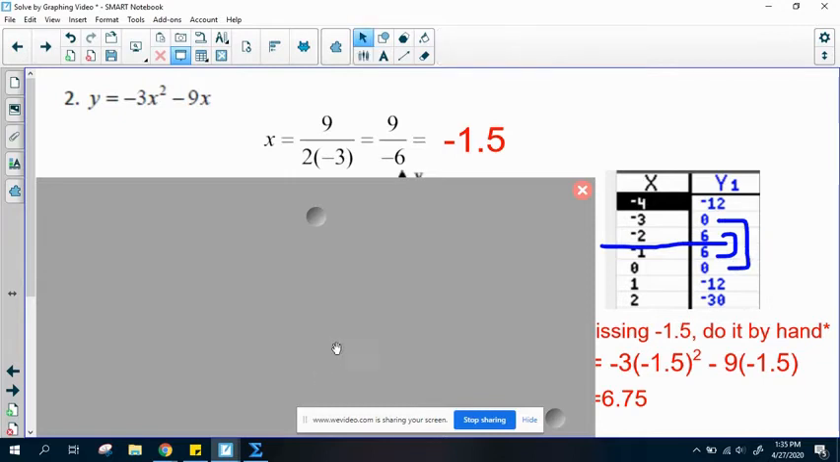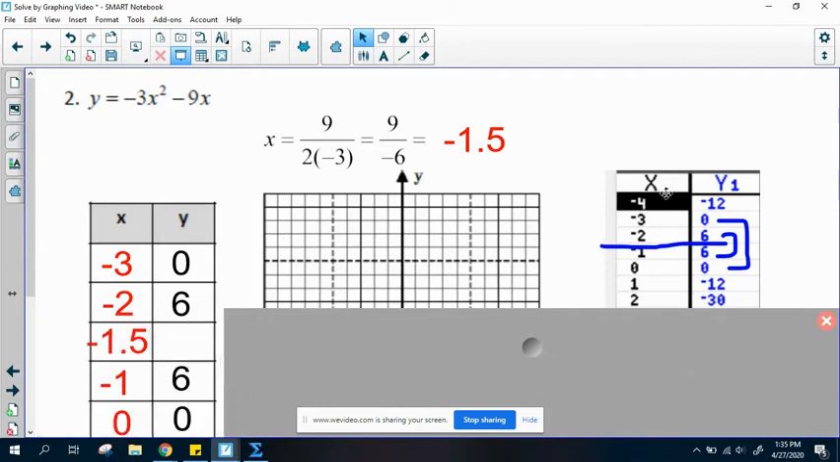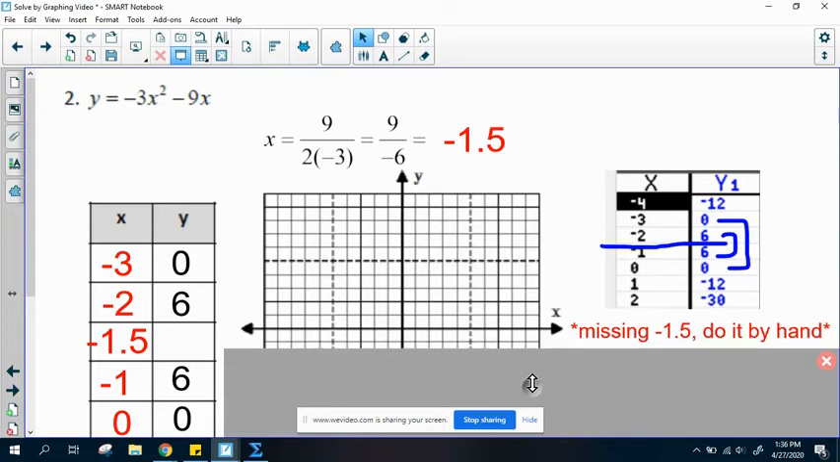If that's the case, I can fill in this table. -3 is at 0, -2 is at 6, -1 is at 6, and 0 is at 0. That's great, but you're missing that -1.5 because your table is not set up to go by halves. It's set up to go by ones. So all you have to do is just do it the long way. You have to plug it in by hand. Just like everyone else who doesn't have a graphing calculator, you're going to plug it in everywhere you see an x. So it would look like this.